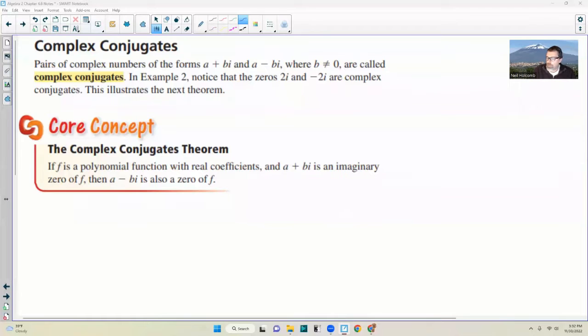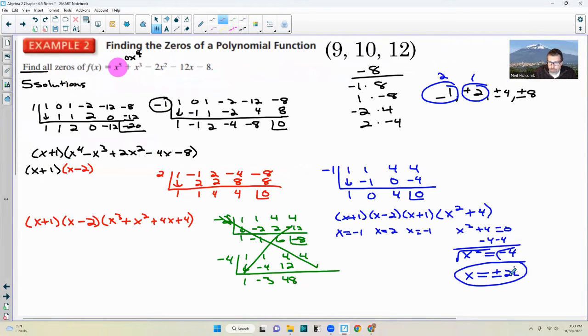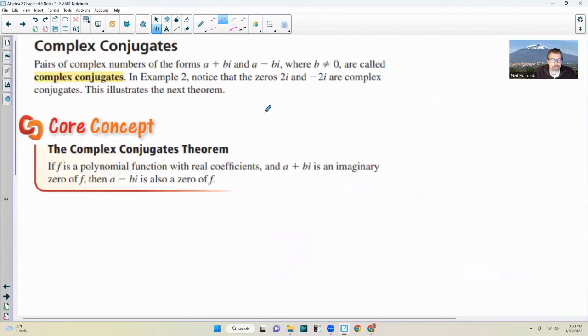Okay, so a new term called complex conjugate. Pairs of complex numbers in the form of a plus bi and a minus bi, where b is not 0, because then the imaginary unit would go away and it'd be a real number, a. They're called complex conjugates. In example 2, notice that the zeros, 2i and negative 2i, are complex conjugates. So we got a solution of -1, 2, -1, 2i, and -2i. They're conjugates of each other when the sign's different in between the a and the bi. In our case, in the last problem, a was 0. So it's 0 plus 2i and 0 minus 2i, if you will.